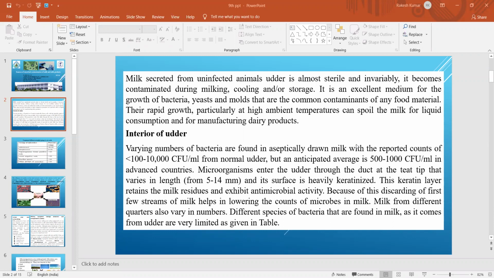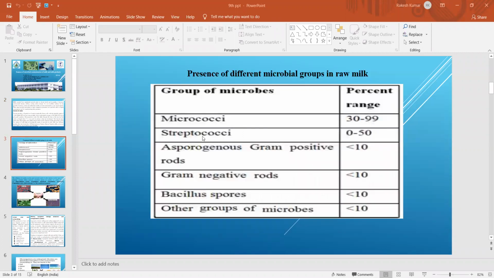So what are the natural things present in your milk animal? Because of this layer, it is responsible for restricting the number of microorganisms in your raw milk. And milk from different quarters also varies in numbers. Different species of bacteria that are found in milk as it comes from the udder are very limited, as given in the next table. So these are the different microorganisms generally found in your raw milk.